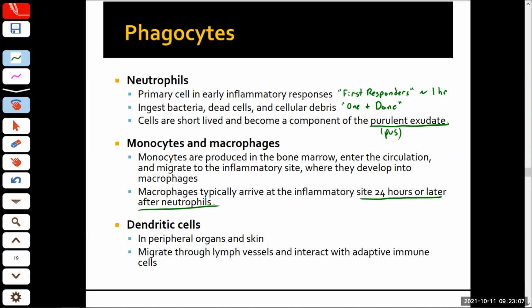Okay. Dendritic cells, again, was that kind of Venus flytrap, or yeah, Venus flytrap. It's known for ripping off faces.